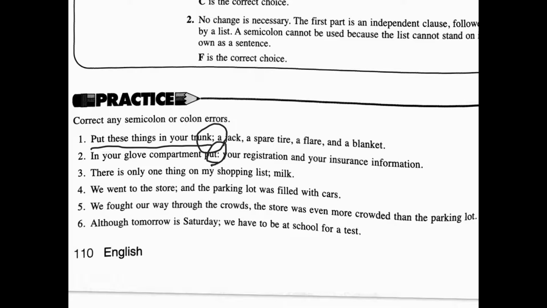There's only one thing on my shopping list: milk. All right, so we have this milk hanging out here, and when we take a look at it, it's kind of illustrating, right, or giving an example of what's on the shopping list. And there's only one thing on my shopping list. That is an independent clause as well. So we should be connecting those two things with a colon, not a semicolon.